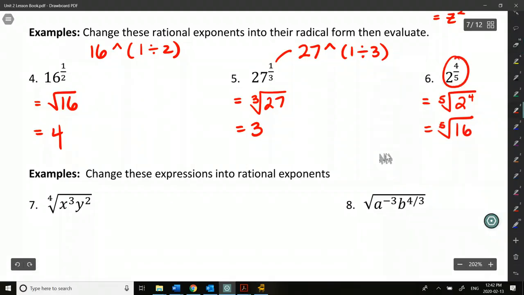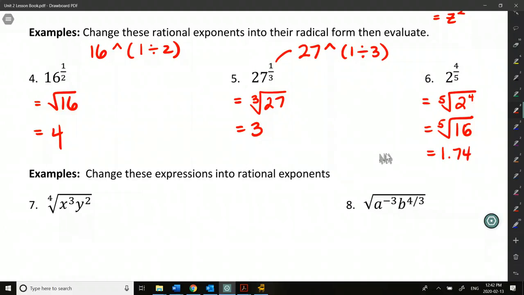Okay, or you can try entering this into your calculator. You should know how to switch back and forth between these, but however you want to calculate it on your calculator is fine. A lot of times it's just going to be variables though, so you won't actually be calculating. So really the skill that I'm interested in is just switching between the forms. Okay, what do we get here? It's probably going to be a decimal. 1.74. 1.74? Everybody else get that? Okay.